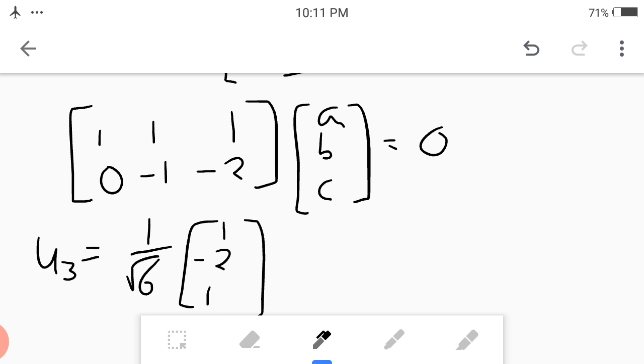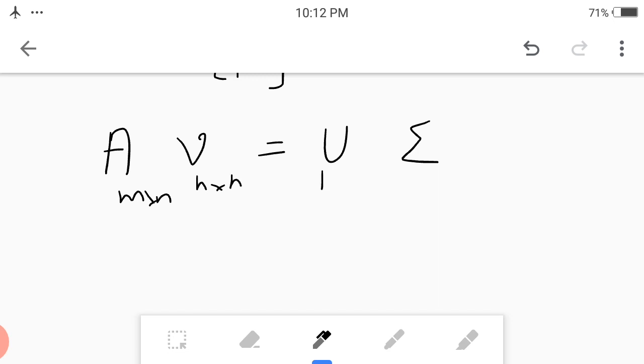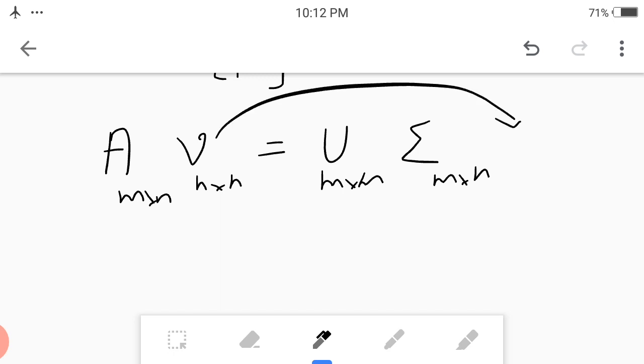So we have observed any matrix A can be factorized, right? Now I will rewrite the general equation once again and end today's session. Your equation A V equals U sigma. If you have a matrix of M cross N, your V will be N cross N, U will be M cross M, your sigma will be M cross N. Or if you take this to this side, it becomes V transpose. Okay, that's your equation of SVD. Thank you.